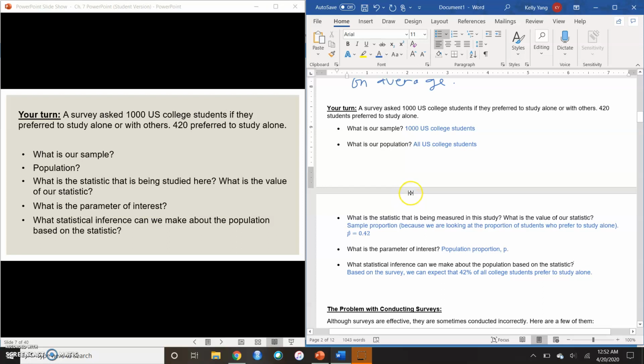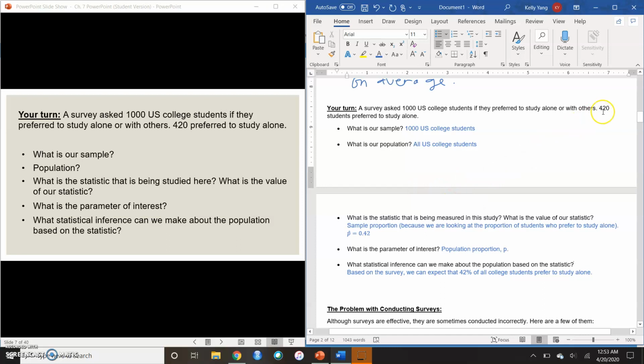The statistic that is being measured in the study is either the sample mean, the sample proportion, or the sample standard deviation. We're not looking at the average or anything that rules out the sample mean. We're not looking at the standard deviation, so that rules out the sample standard deviation, which leaves us with the sample proportion. So the sample proportion is the correct answer, but it does require us to do a little bit of work in order to find the value of that statistic.